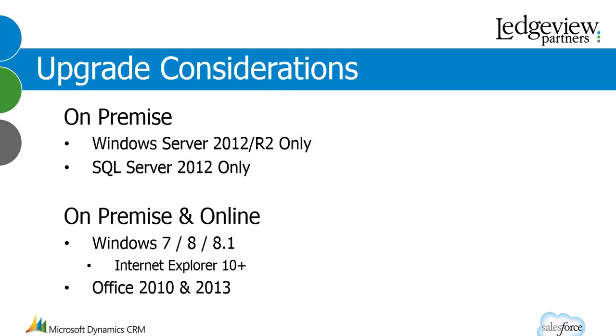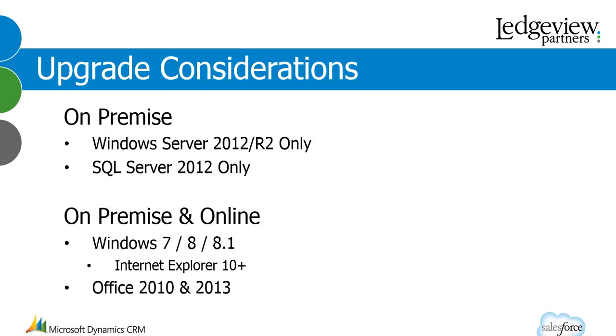With that, for some considerations on when to upgrade, for on-premise, there are some hardware requirements now. You need Windows Server 2012 R2 only, and then you need SQL Server 2012. Any previous Windows Server and SQL Server are no longer supported with 2015. For both on-premise and online, you need to have Windows 7, 8, or 8.1. Those are the only operating systems that are supported moving forward.